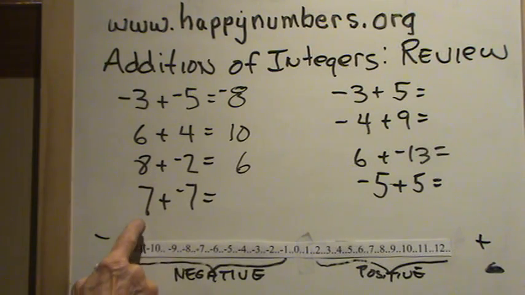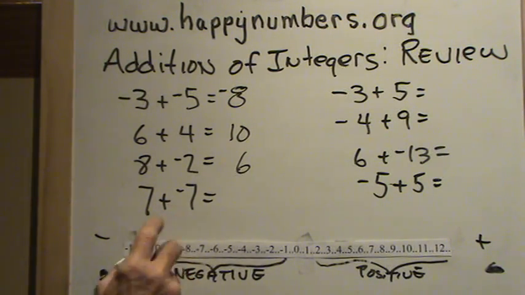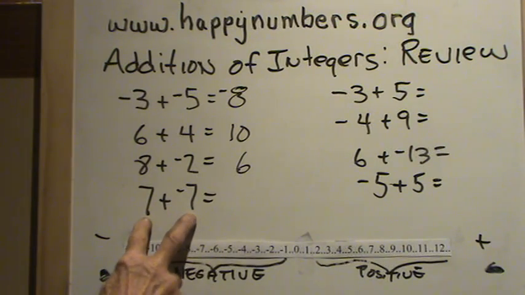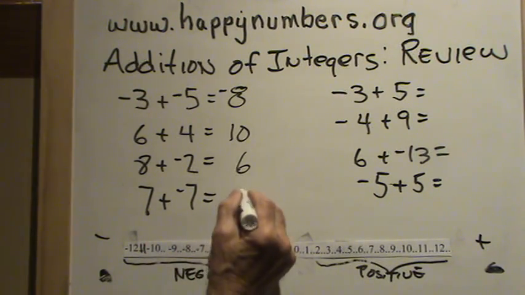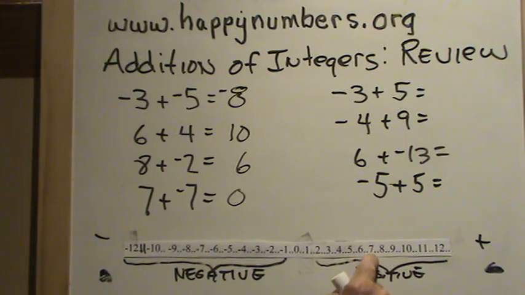Here's an interesting one. +7 plus a -7. Well, these numbers are opposite of each other. They're direct opposites. So anytime you have a positive number and a negative number that are exactly the same, the answer is 0. +7, and if I move a -7, 1, 2, 3, 4, 5, 6, 7, I come to 0.